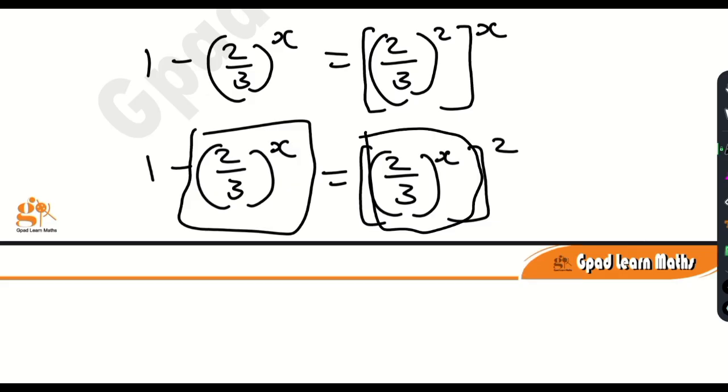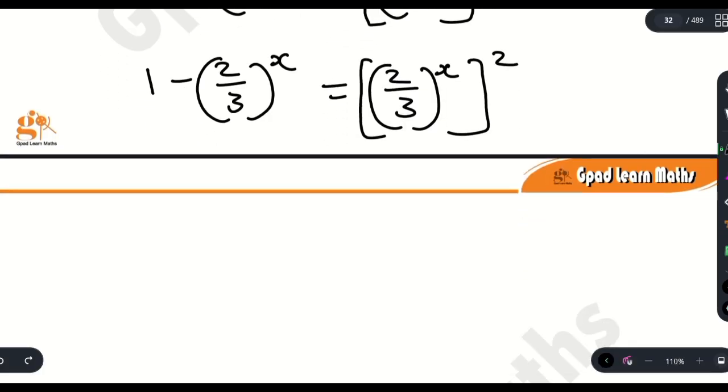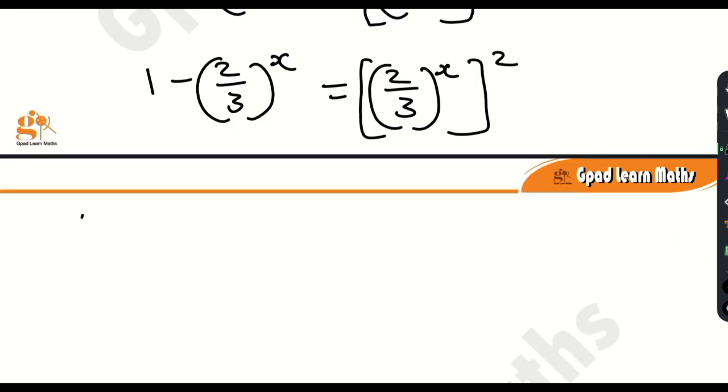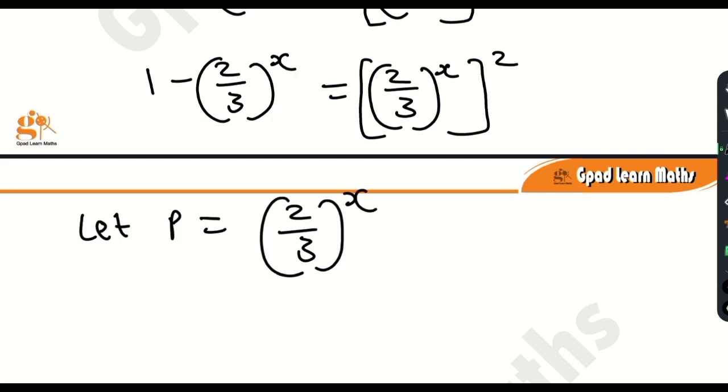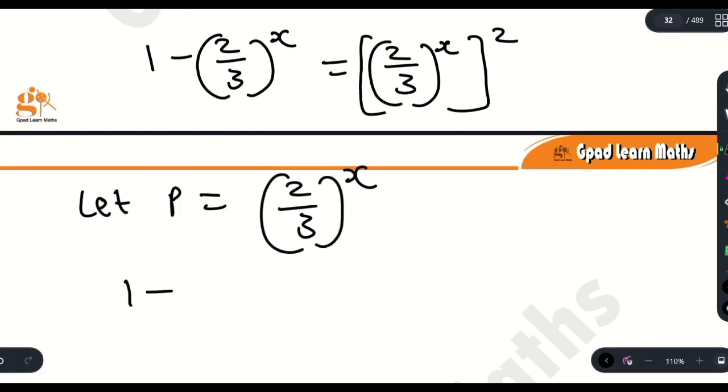You see that? Now, because I want to make this less complicated, I'm just going to replace 2 over 3 all raised to the power of x with a letter, a variable. I can use p, I can use any letter. So I can say let p be equal to 2 over 3 all raised to the power of x. Now watch how this will be so simplified. So I'm going to have 1 minus. I won't be writing this anymore.